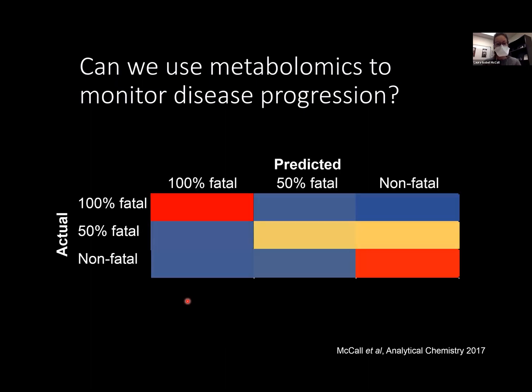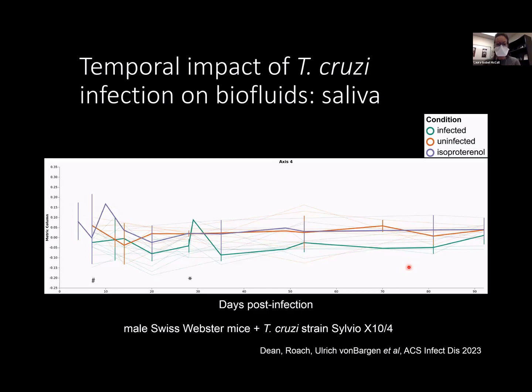And so we collected samples from infection conditions that were known to either lead to fatal infection or non-fatal infection. And so what we found is that we had very good predictive accuracy to predict either fully fatal infections or non-fatal infections. But this was done using cardiac tissue samples, which is not really a clinically applicable approach, especially not on a large scale. So instead, one of my former graduate students, Danya Dean, was really interested in looking at biofluids. And so she set up a mouse infection where we did temporal sampling up to 90 days post-infection.